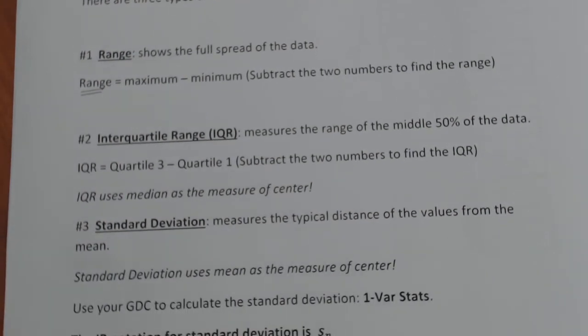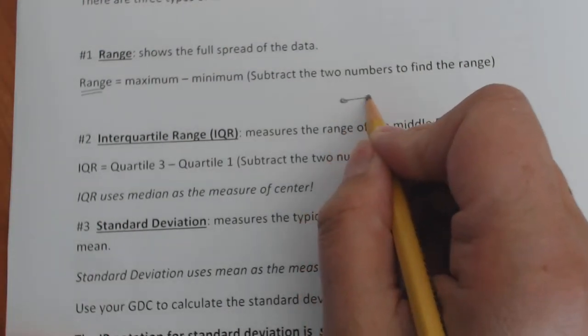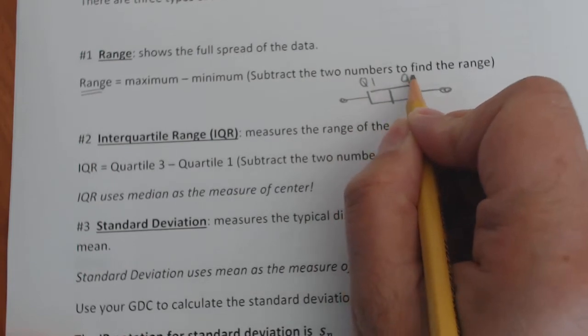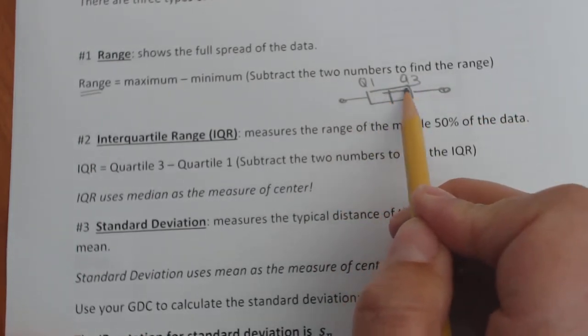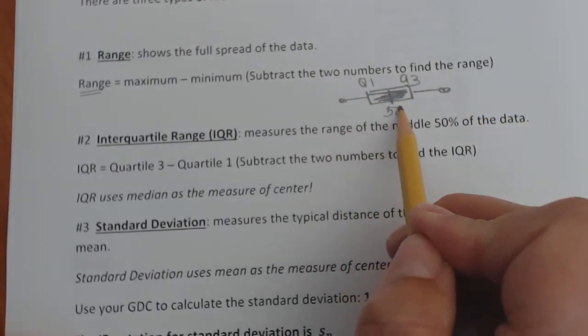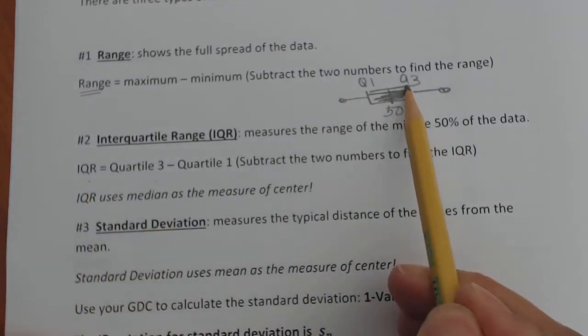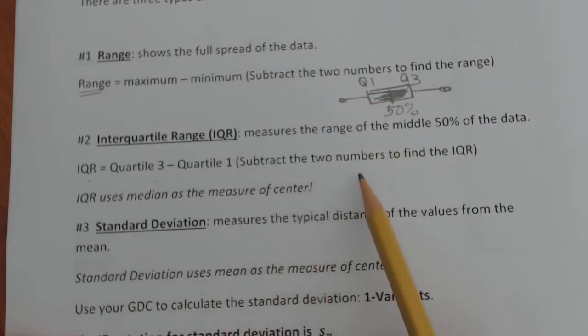The second one is known as the interquartile range, and you've seen this before. You know how to calculate it, but you didn't know what it means. So here's what it means. It measures the range of the middle 50% of the data. It is that box on the box plot. So remember we have this box here, and it's Q1 to Q3. So this box is that middle 50%. So IQR is Q3 minus Q1, and again, you have to subtract the two numbers to find the IQR.